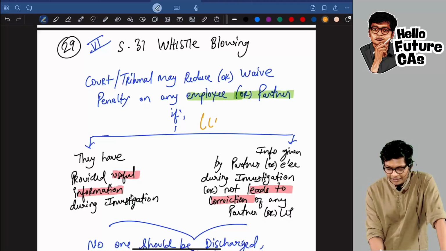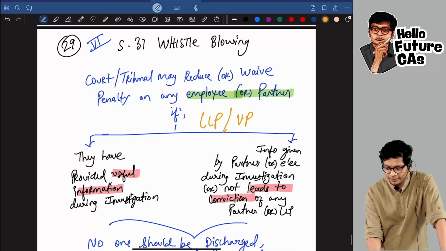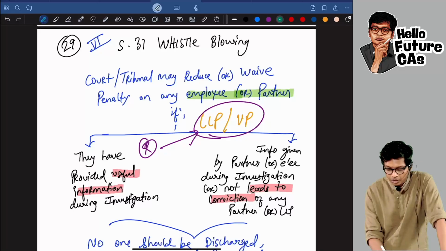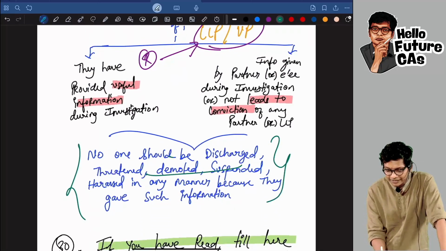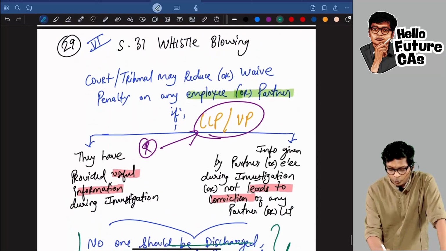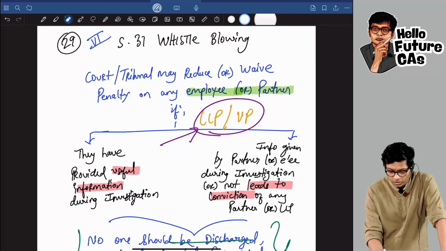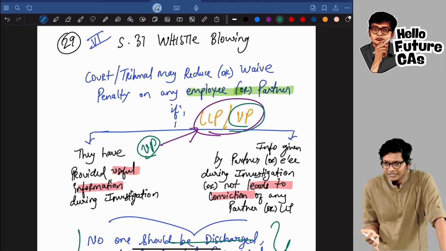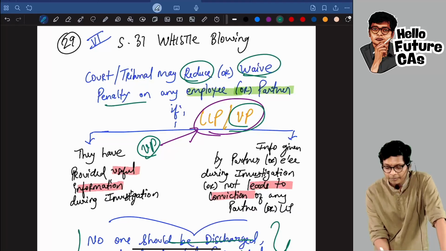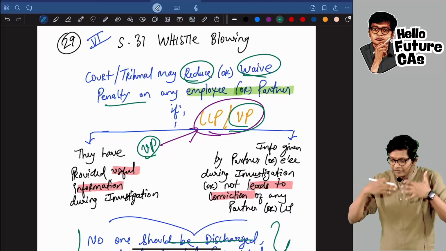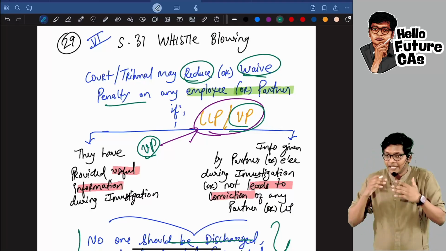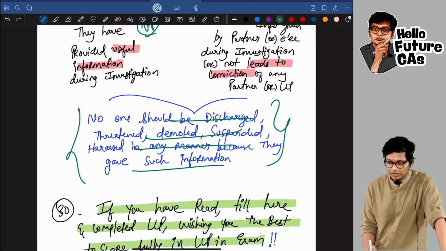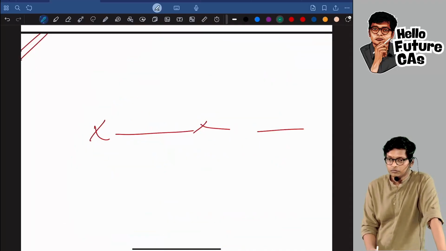No. If LLP is liable, or if a partner Vishnupriya is liable, if the other person, Rukmini, gives information about this, Rukmini should not be harassed, should not be threatened. Nothing should happen to Rukmini. Now, the case itself is against whom? Vishnupriya. If Vishnupriya herself is giving information about herself, I did everything, then the penalty can be reduced or waived because I am opening up. So if I give information about myself, reduce or waive penalty. If I give about others, I should not be harassed or threatened or demoted. Are you following, guys? Clear? Any other doubts?